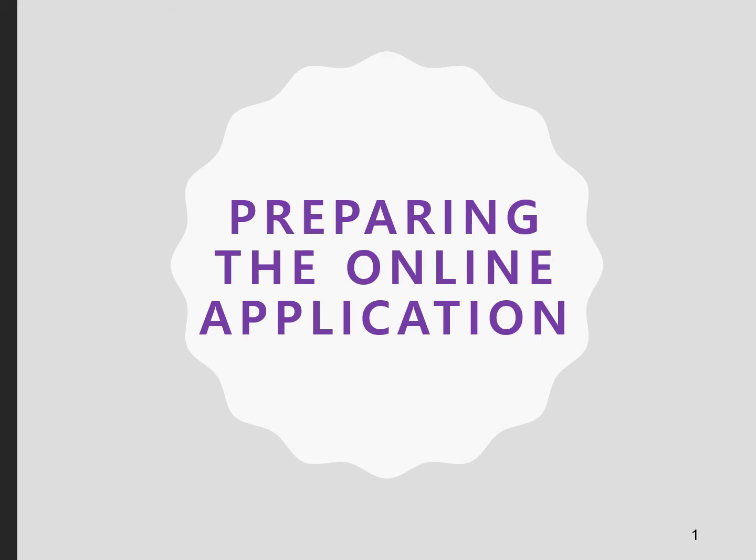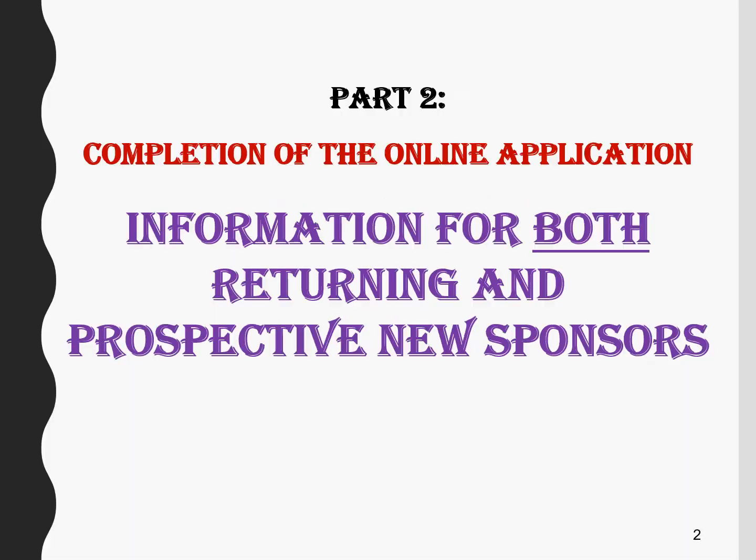In this presentation, we will discuss preparing the online application. In part 1 of this series, we discussed the Entree application system for prospective new sponsors. In this section, we will discuss the online application in the CMP website for both returning sponsors and prospective new sponsors who have completed the Entree system.